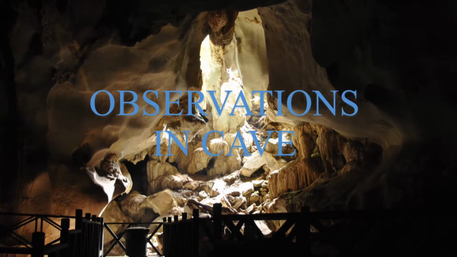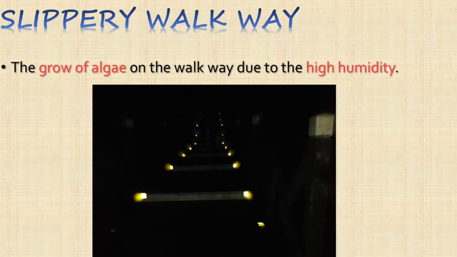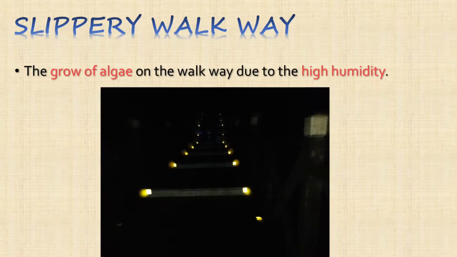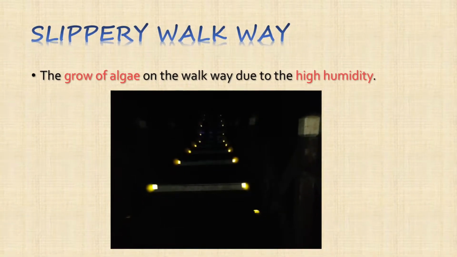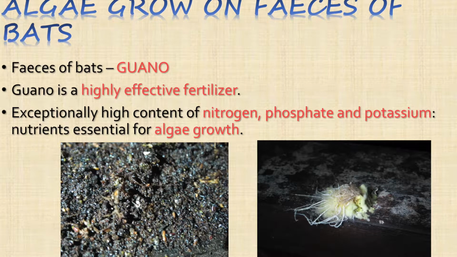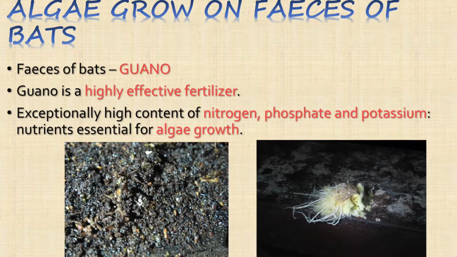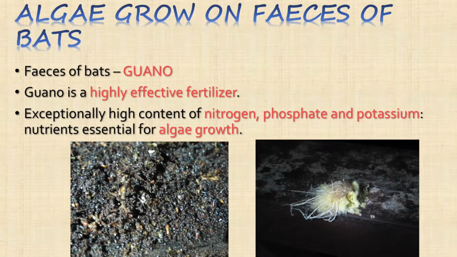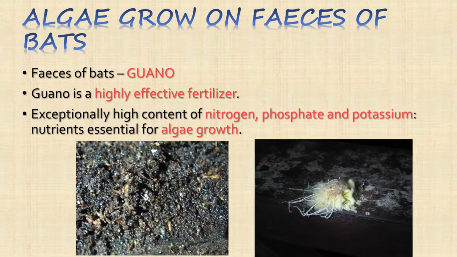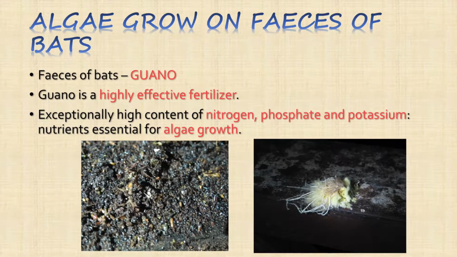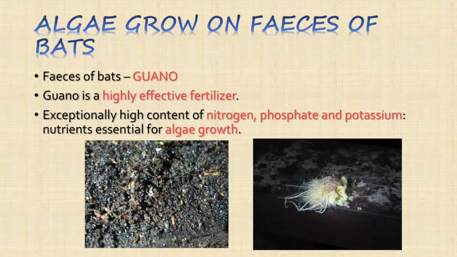Some observations can be seen in the cave. This is the slippery walkway along the cave, which is caused by the growth of algae. Normally, algae are grown on feces of bats, which is known as guano. Guano is a highly effective fertilizer with high content of nitrogen, phosphate, and potassium.